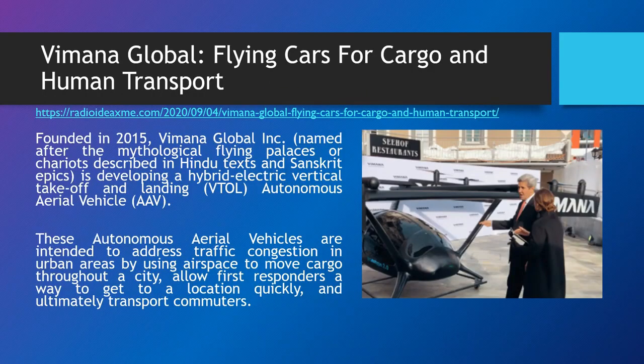We can see in this slide that there are people in other countries who take inspiration from Vimanas. Vimana Global, they have kept the name of their company like that, inspired by our ancient Vedic Vimanas. So, flying cars for cargo and human transport. Founded in 2015, Vimana Global Inc., named after the mythological flying palaces or chariots described in the Hindu texts and Sanskrit epics, is developing a hybrid electric vertical takeoff and landing VTOL autonomous aerial vehicle. These autonomous aerial vehicles are intended to address traffic congestion in urban areas by using airspace to move cargo throughout a city, allow first responders a way to get to a location quickly, and ultimately transport commuters.